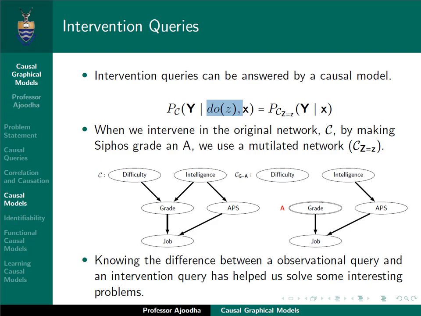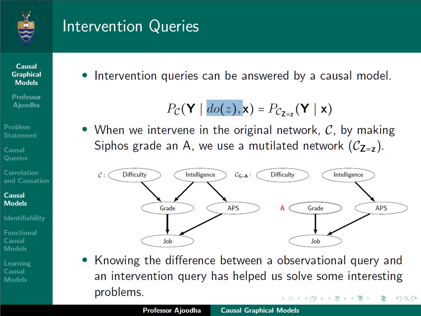Okay. All right, so let's just say that in this example, grade no longer depends on difficulty and intelligence, but grade may still affect the job outcome. The intervention changes only the mechanism that produces the grade and doesn't erase the consequences of the grade. So that really is the message here.